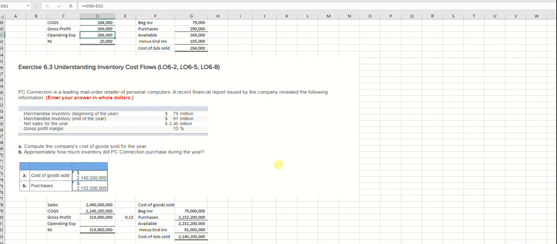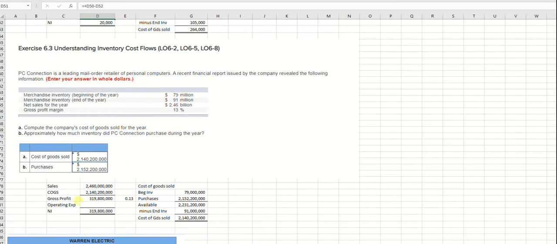Okay, I'm going to do it one more time with exercise 6.3. Notice how repetitive this is. So far I've had 3 questions that I can answer with this. Okay, so I'm going to do the same thing with this one, but I'm going to delete these numbers.